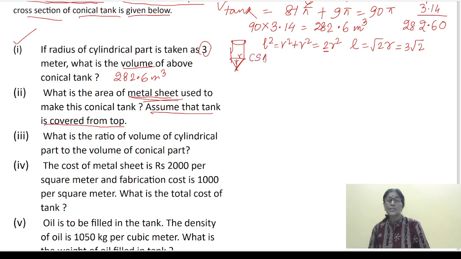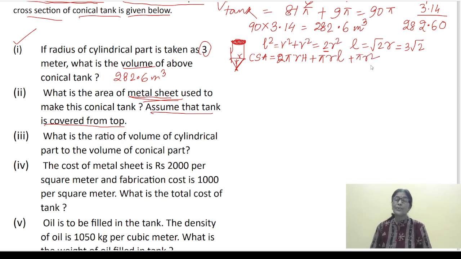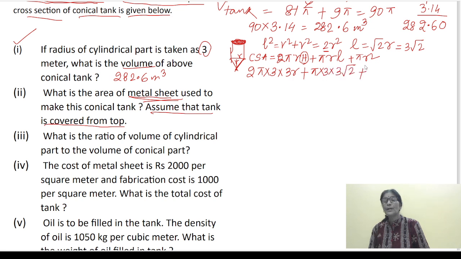So the total curved surface area is equal to the curved surface area of the cylinder, that is 2 pi r h, and pi r l for the cone, and the top is equal to pi r square because it is a circle. In place of r we will put 3, and l is equal to 3 under root 2. So it will be 2 pi into 3 into 3r, h is equal to 3 times r, plus pi into 3 into 3 root 2, plus pi r square, which is pi into 3 square, 3 into 3. So it will be 18 pi, plus 9 root 2 pi, plus 9 pi.